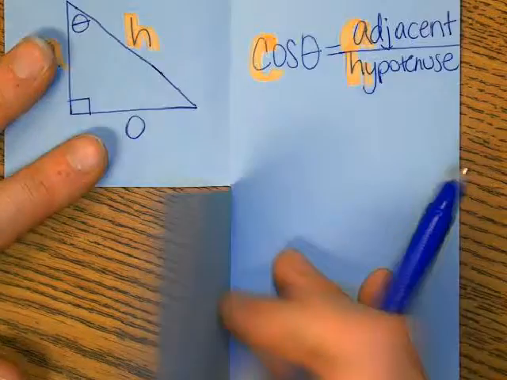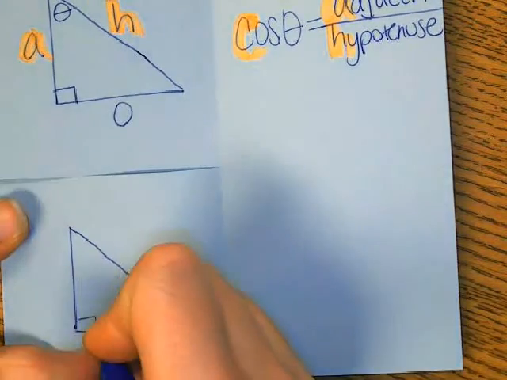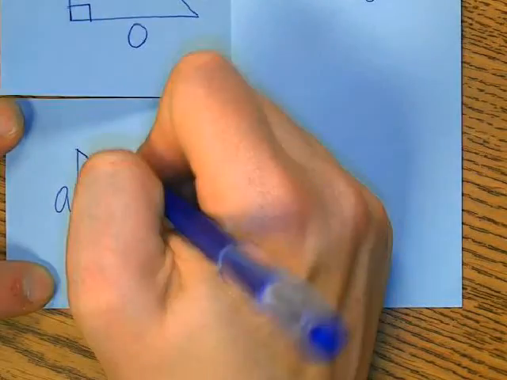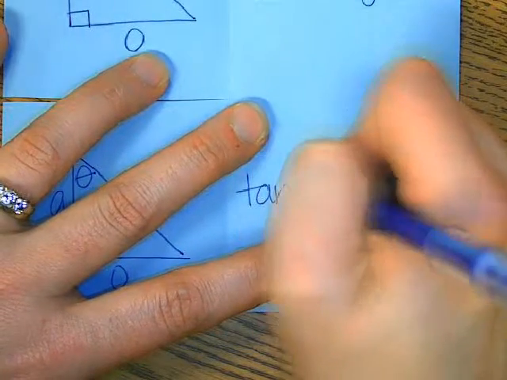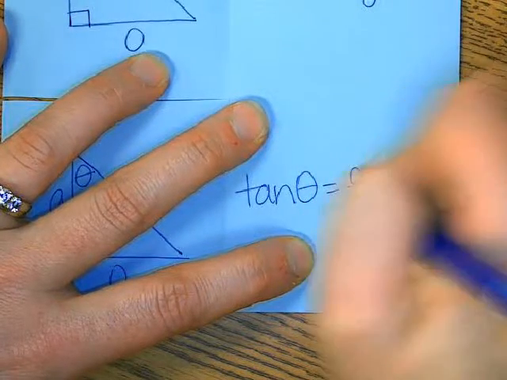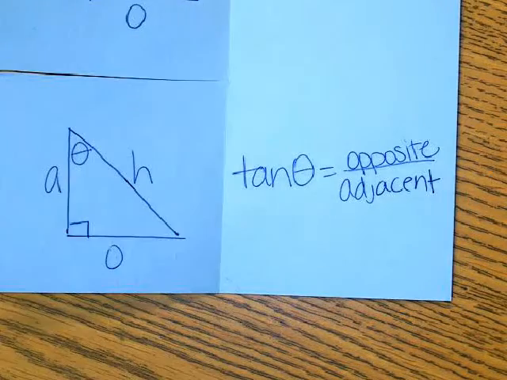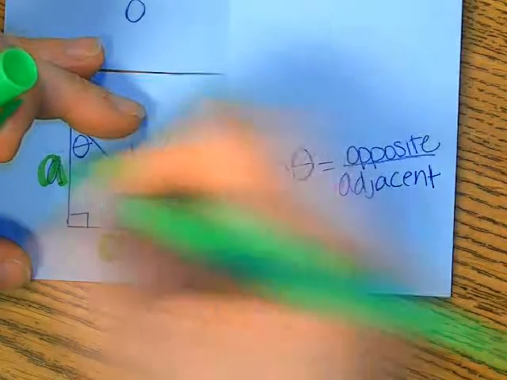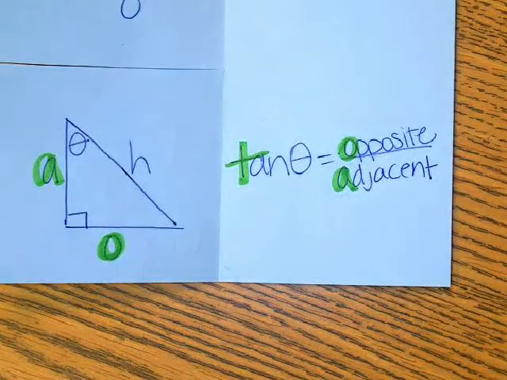Lastly, we're going to have our TOA. So we're going to draw our right triangle, and still have theta up here in the top corner, so we still have adjacent, opposite, and hypotenuse. But TOA is tangent of theta, and that's going to be opposite over adjacent. So we're going to use our opposite over our adjacent, and that stands for TOA. Okay.